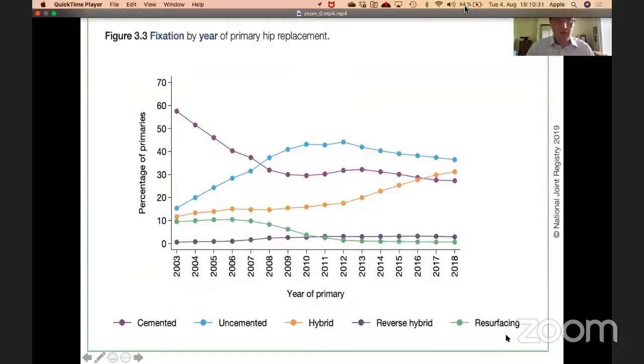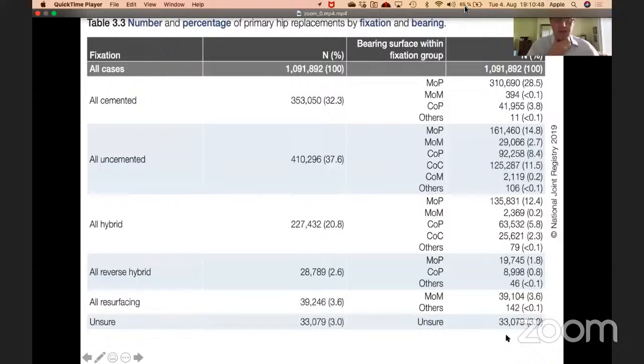And the trend, if you look at the graphs here of the usage, if you combine fully cemented with hybrid cemented, i.e. a cemented stem, you can see that those outnumber the uncemented stems in the UK registry. Fully uncemented is going down in popularity, but it is still very prevalent.